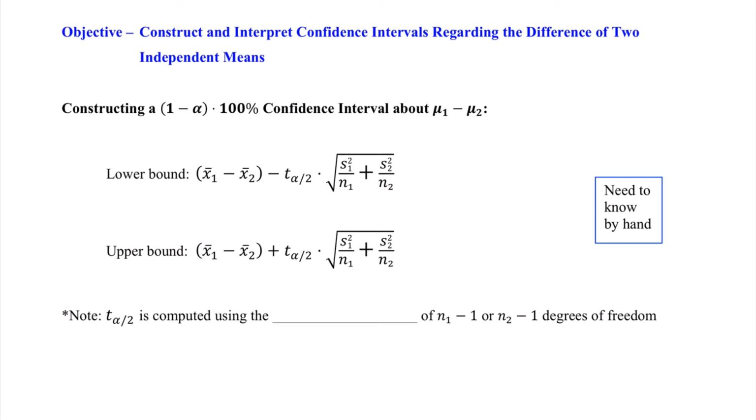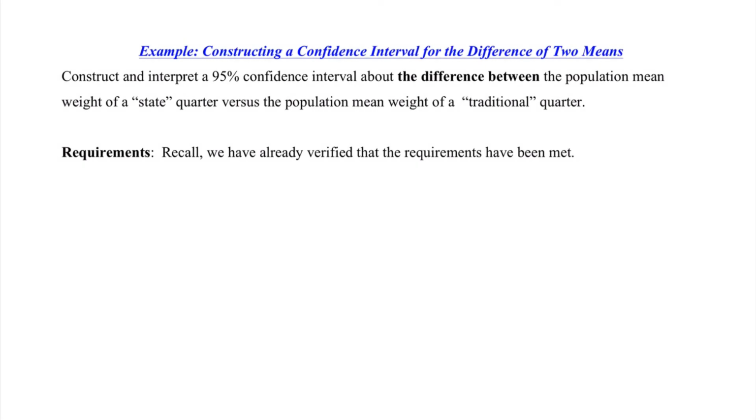Hopefully this is feeling a bit familiar, but of course one thing to emphasize, our critical value t sub alpha over 2 is computed using the smaller of our n sub 1 minus 1 or n sub 2 minus 1 degrees of freedom. That is, again, the degrees of freedom comes from the smaller of our sample sizes. Well, if that's okay, let's go ahead and jump into our example.